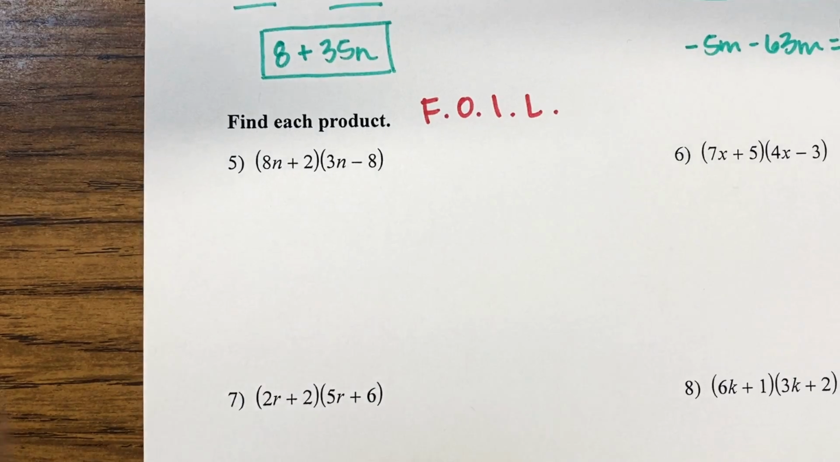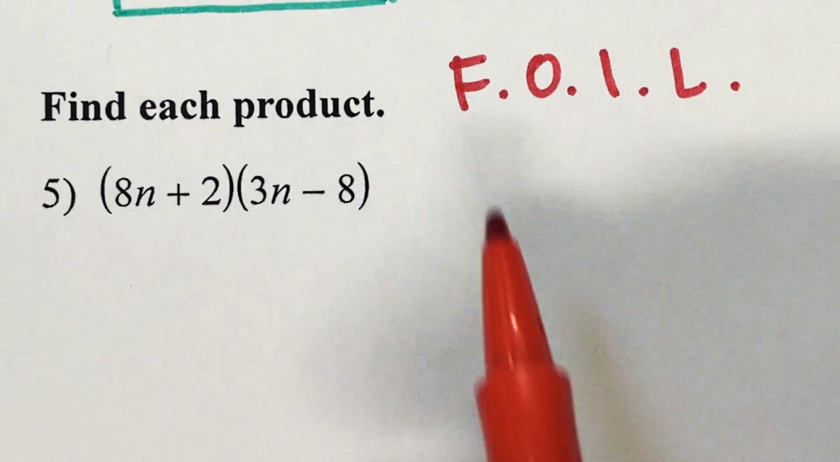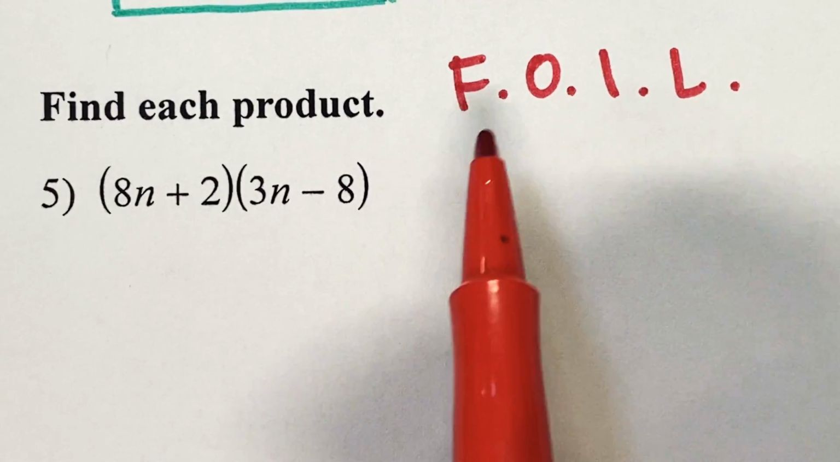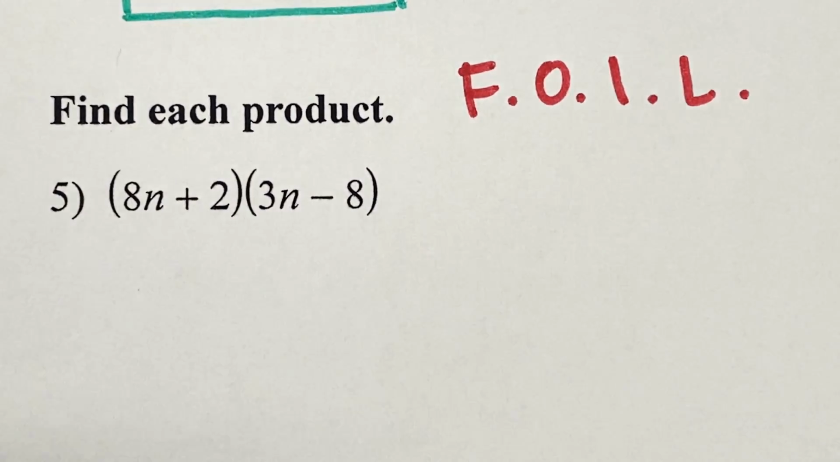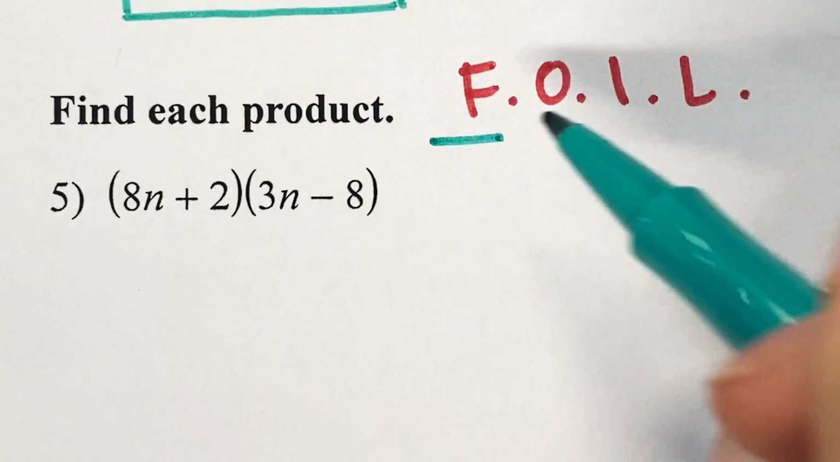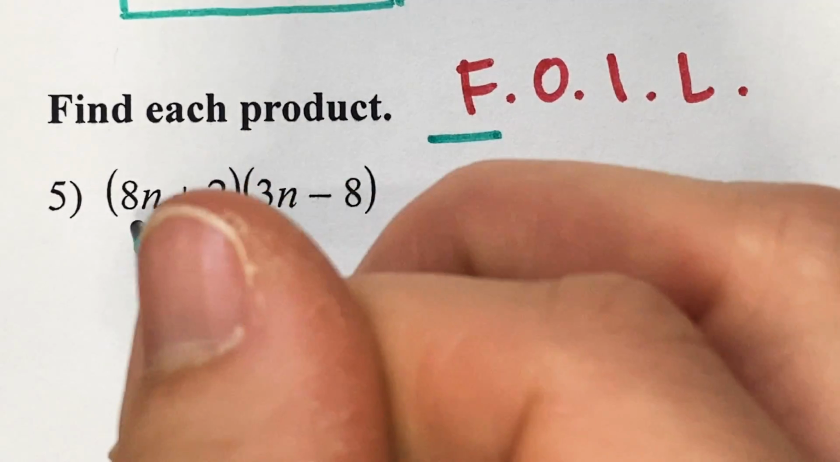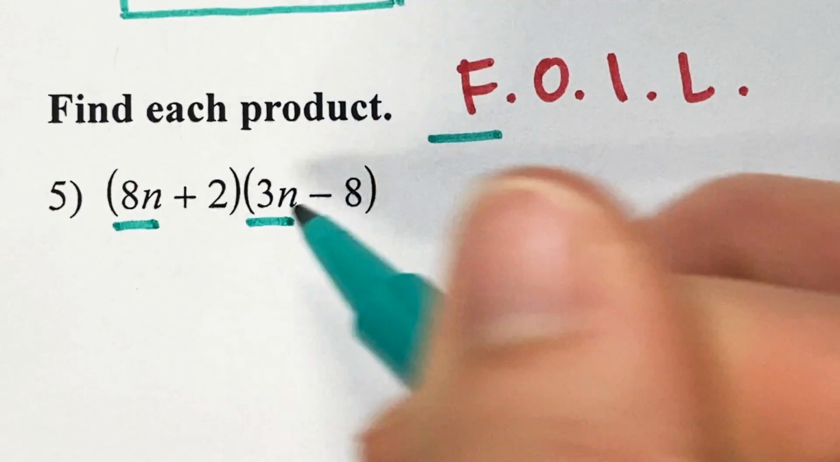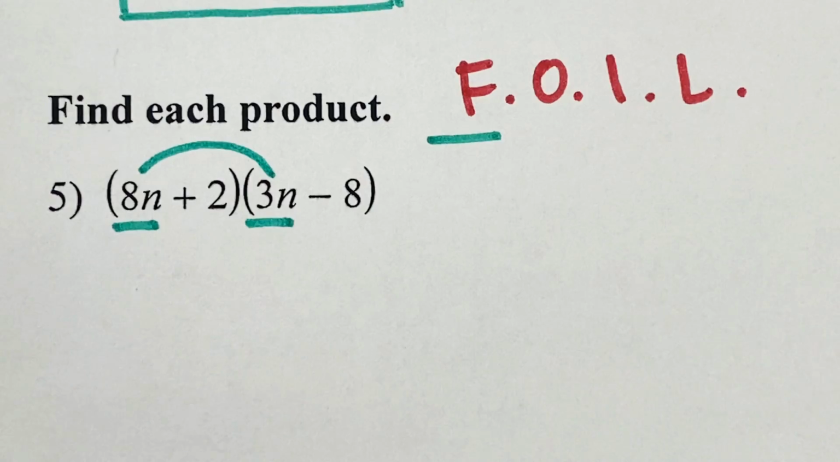Let's go to number 5. What is our first letter in FOIL? F, which stands for first. That means our first terms. We'll do this color for first. Our first terms in each set of parentheses are 8n and 3n. So we're going to go ahead and multiply those guys.